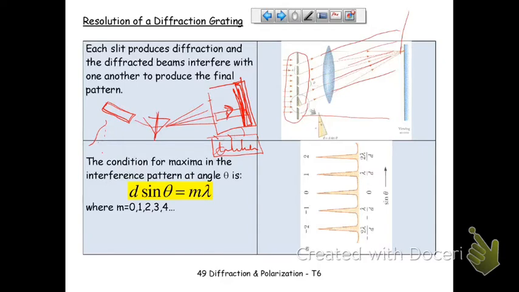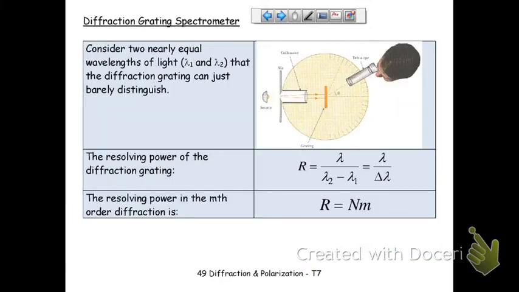Anyway, what happens is each slit produces a diffraction, and the diffraction beams interfere with one another to produce a final pattern. The condition for the maximum is that d sine theta equals m lambda. We've been here before. Don't worry about this, I don't care about the resolution, but get the idea. We have a light source, different colors of light come through. We have a diffraction grating. We can use this telescope and see what's going on.